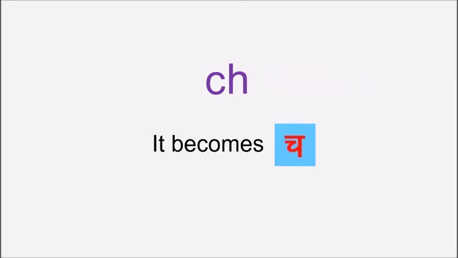Children, which letter is this? Letter C. And what is the sound of letter C? K. Now we have one more letter, letter H. H. Now C and H are going to join each other. When C and H join each other, then they become ch.